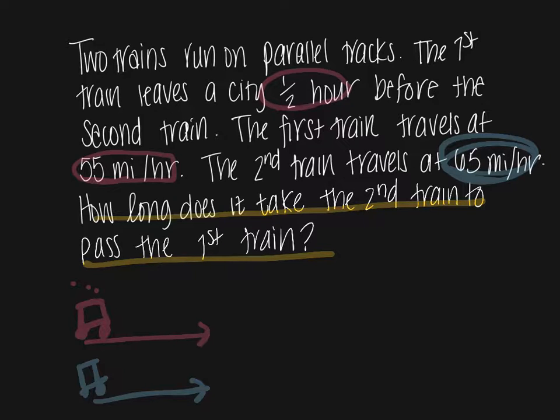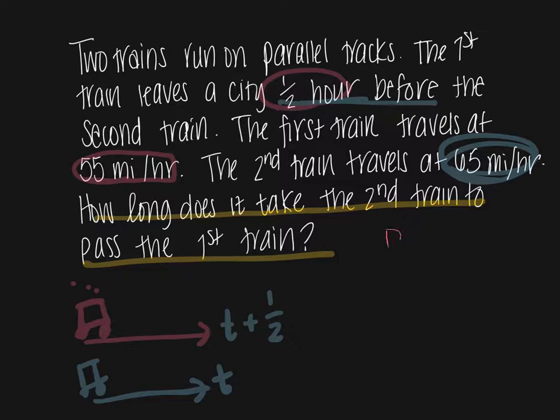So this guy, if I make my blue my t, the amount of time that it takes, then it's going to take this one t plus half. It's been 1/2 hour before. The other way I could write this is I could let this be my base t, and this becomes t minus 1/2. Either way you want to write it, doesn't matter.